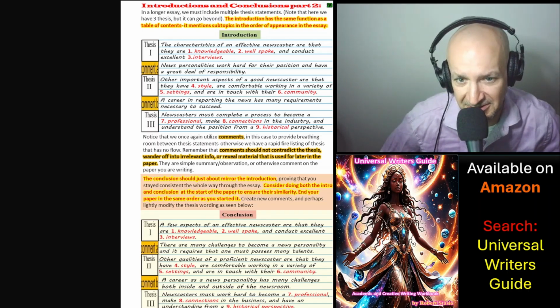gives you a little breathing room, plays a nice functional role. Thesis 3, newscasters must complete a process, become a professional, 7, make connections, 8, in the industry, and understand the position from a 9, historical perspective. Okay, so yeah, comments doing their job there. I know I spoke badly of them earlier. They're definitely necessary, like, in a practical world, you need a little bit of decoration.